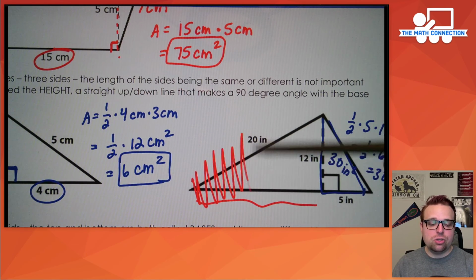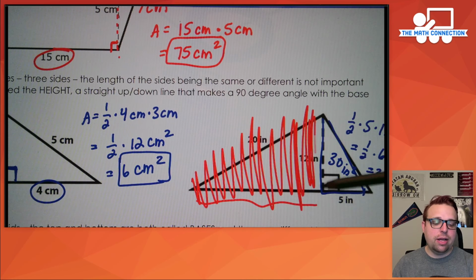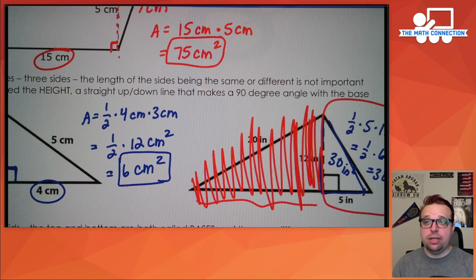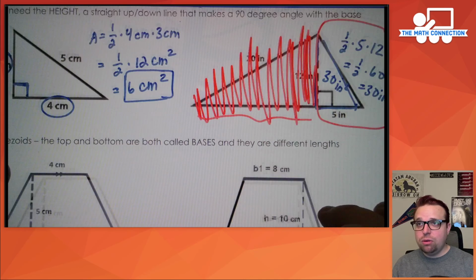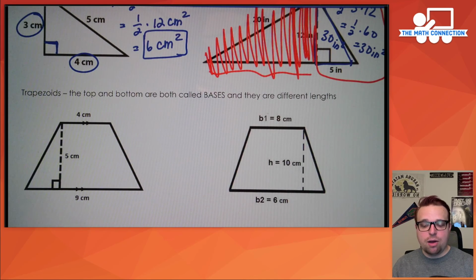So here's what I want you to do. I want you to just scribble this whole side of this triangle out, and bam, look at that. We found the area of the other one. So like, that's progress, right? All right, so very cool. We're gonna move on. We're gonna talk now about the area of a trapezoid, okay?